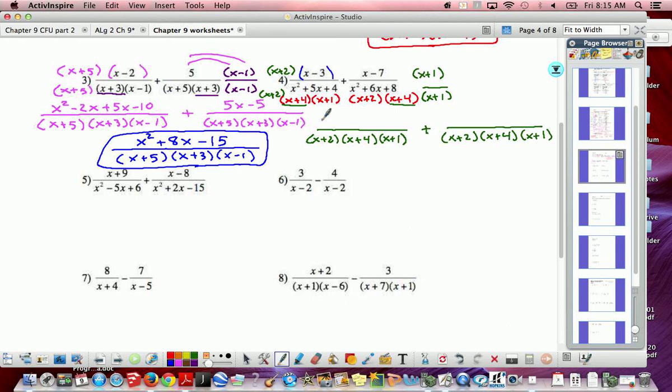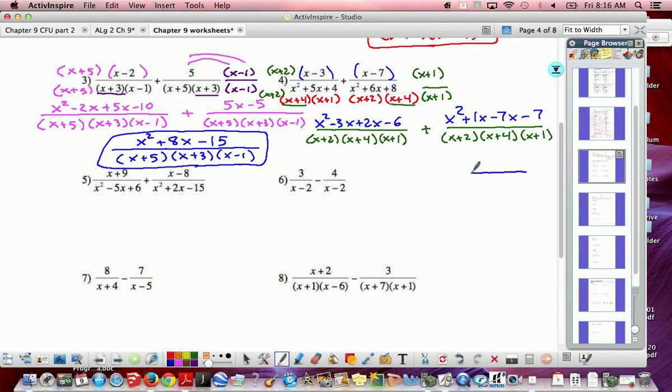So I FOIL out this, so I get x squared, outside's minus 3x, inside is 2x, last is minus 6. FOIL here, first is x squared. Outside is 1x, inside is minus 7x, last is minus 7.